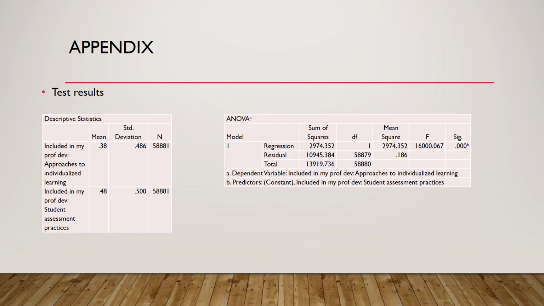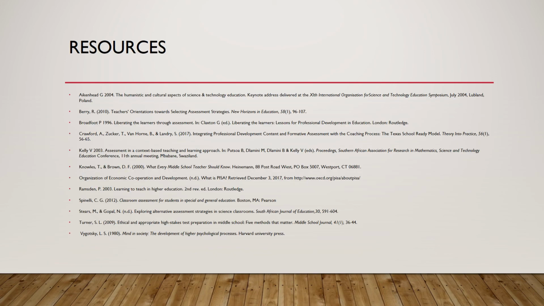Here are a couple of the tables that I used. And then here are the resources that I used to figure out if teachers are using the assessment strategies that they've learned in their professional development sessions.